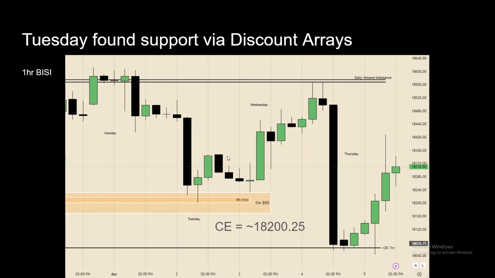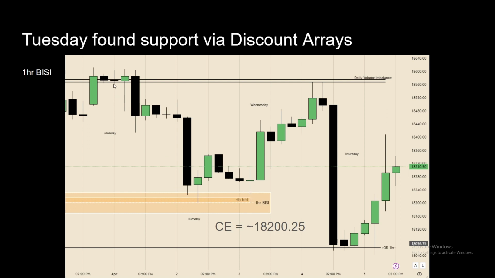And then I've also outlined a 1 hour buy side imbalance, sell side inefficiency, of which the consequent encroachment is about 225 cents. So it looks like price really did just fill the buy side imbalance, sell side inefficiency there on the 4 hour and reacted off of the consequent encroachment of the 1 hour. And later in the day, maybe Wednesday, it touched it one more time, institutional order drill, right? It just barely touched it and went away fast on the 1 hour.